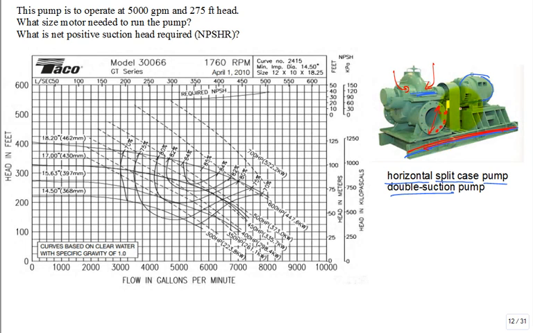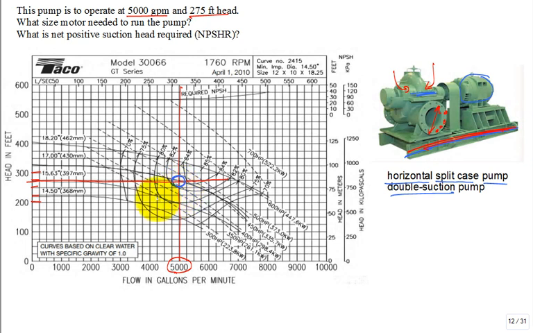Well, this one is to operate at 5,000 GPM. All right, that's a lot of flow rate. There's 5,000 GPM and 275 foot of head. There's 200, 225, 250, 275, 275 right there. So it looks like that's the operating point right there.